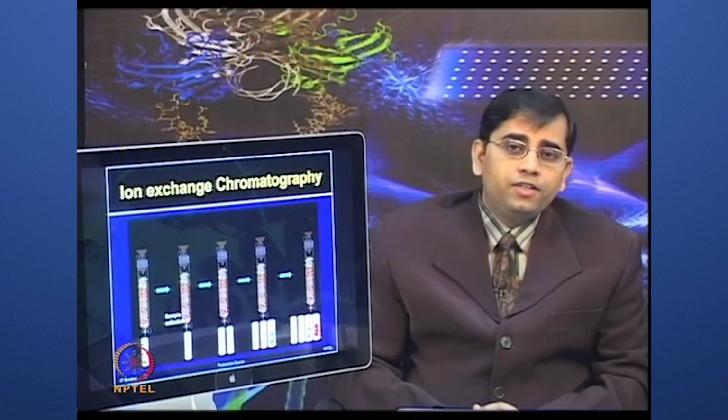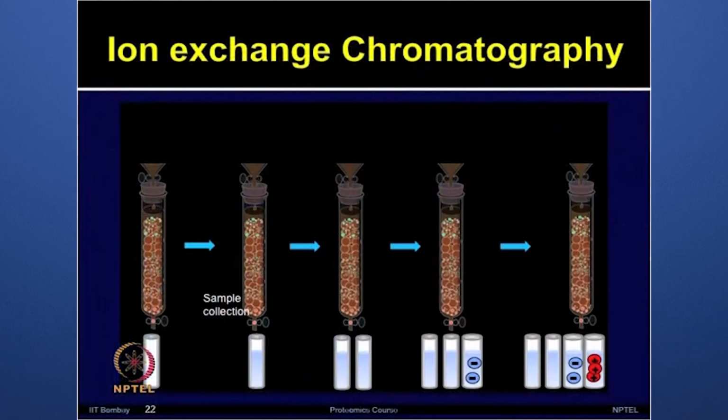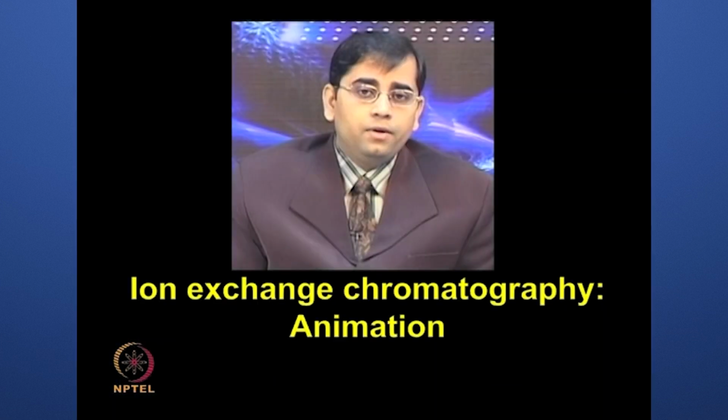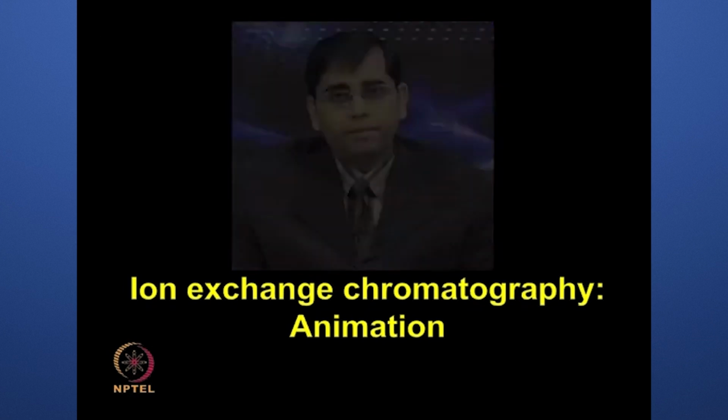So, if you have a negatively charged protein, it gets eluted first and will be present in the initial fractions, while the positively charged protein that is bound to the column will be eluted in the later fractions, or vice versa. Let me describe how ion exchange chromatography works step by step in the following animation.